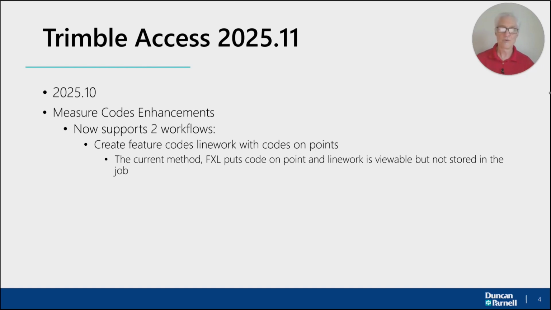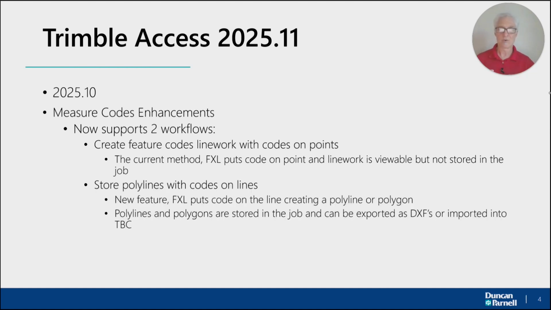Now that line work is viewable in Trimble Access, but it's not stored in the job. It's just viewable on the screen. So now in 2025, you can store polylines with codes on the lines instead of codes on the points. And what this does is by coding the lines, it creates polylines or polygons that are actually stored in the job and can be exported as DXFs and imported into TBC, or just exported into a DXF, and you'll have your line work there, right?